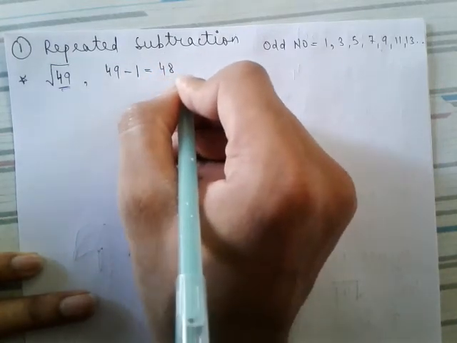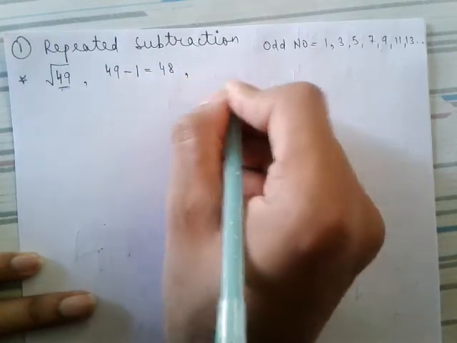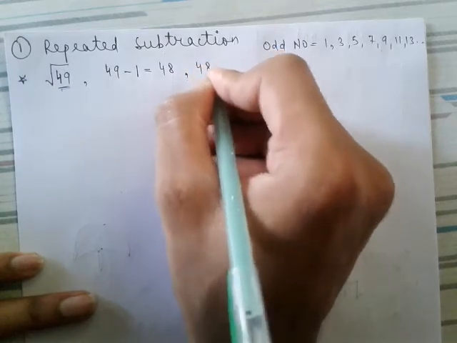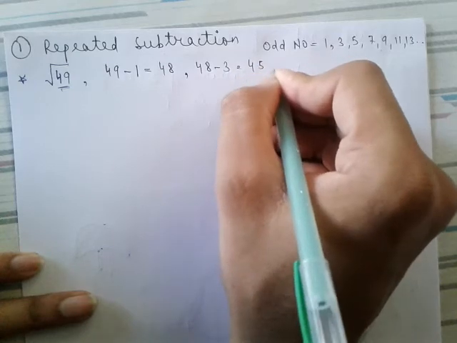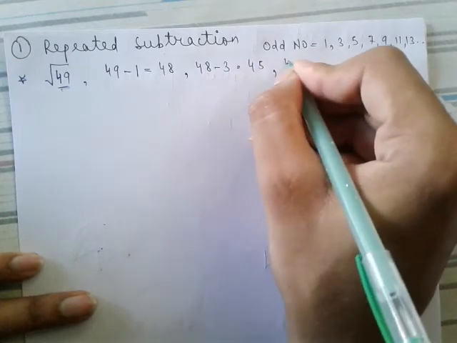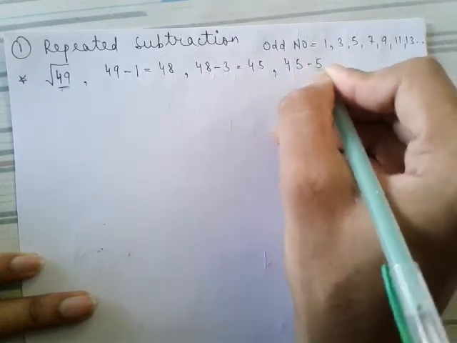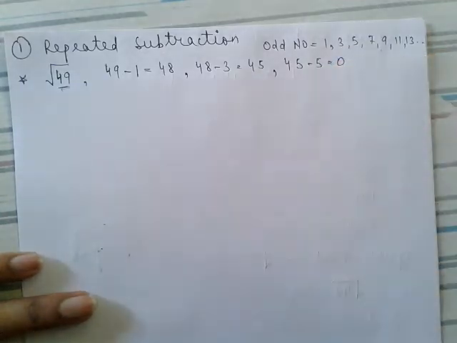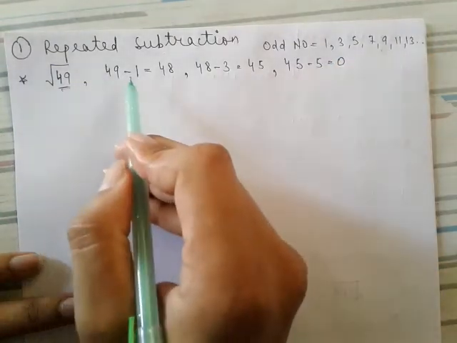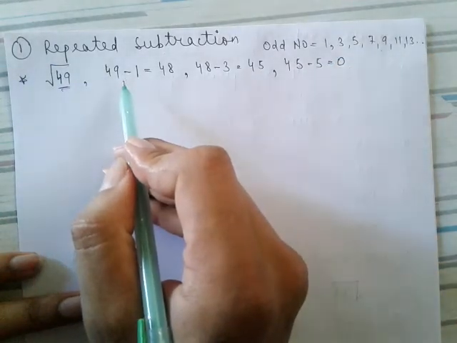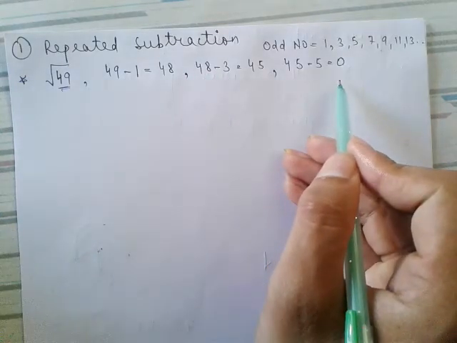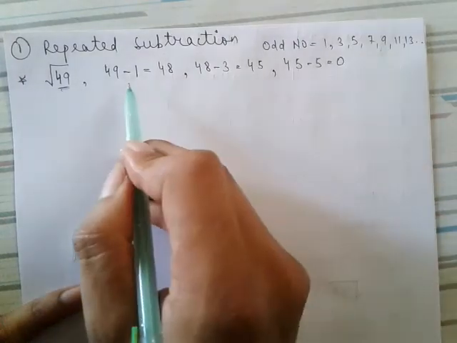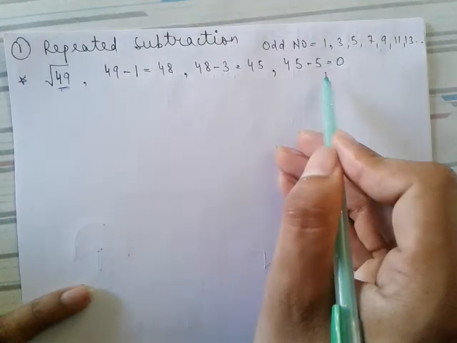Then from the result, you subtract the next odd number. So 48 minus the next odd number, 3, gives 45. Then the next odd number: 45 minus 5. You can see that I am performing the subtraction operation repeatedly.